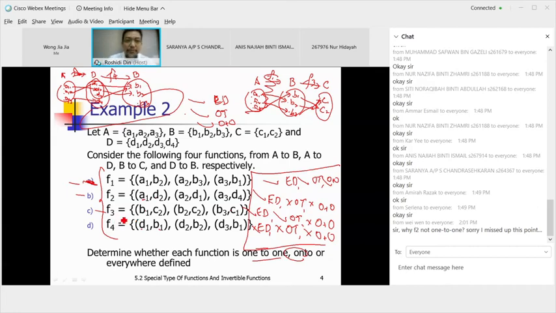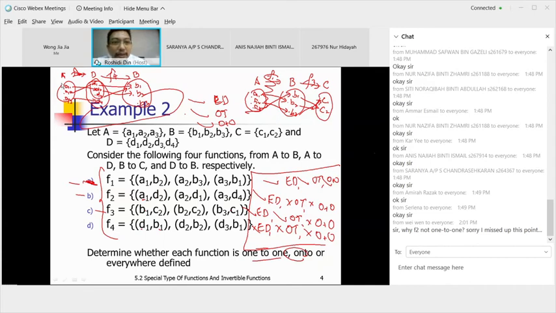So this is example 2. Any questions for example 2? Okay, you ask why F2 is not one-to-one. Where is F2? Here. Because in F2, we do not utilize D3. Why not one-to-one?